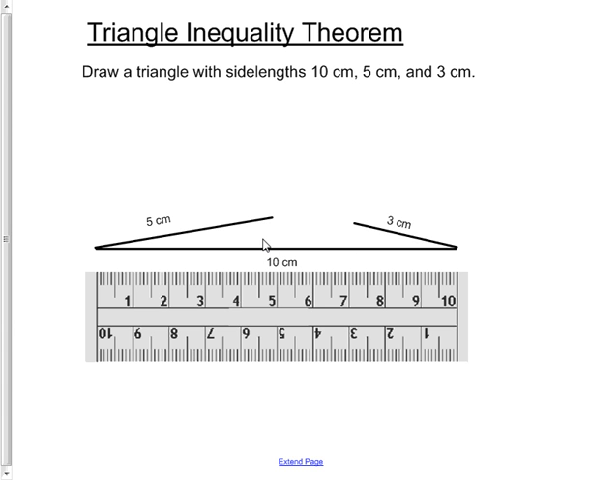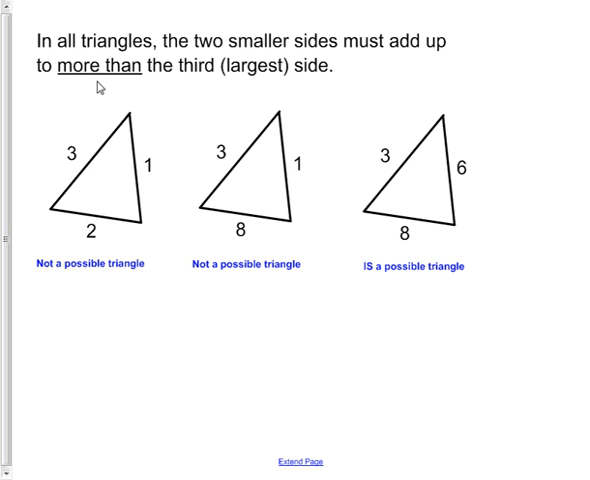So this is the idea. This is kind of the essence of today. This is called the triangle inequality theorem. And so there's a rule. It says in all triangles, the two smaller sides must add up to more than the third, the largest side. And technically, you see in some books it says any two sides of a triangle have to add up to more than the other side of the triangle. But you can think of it as the two smaller sides must add up to more than the largest side.